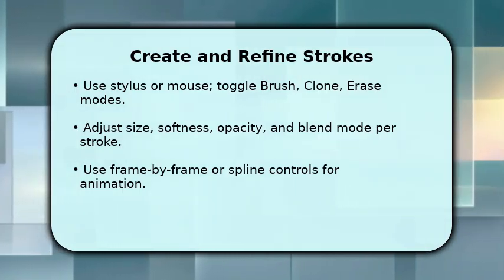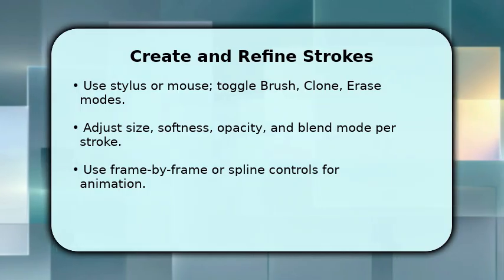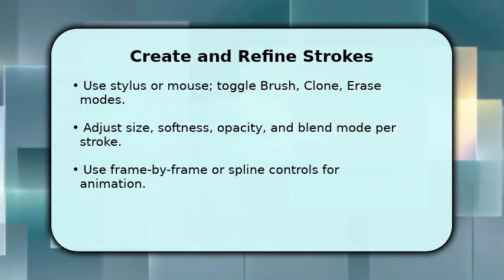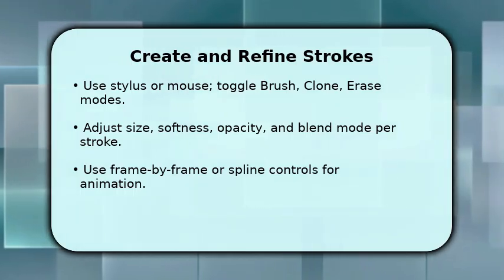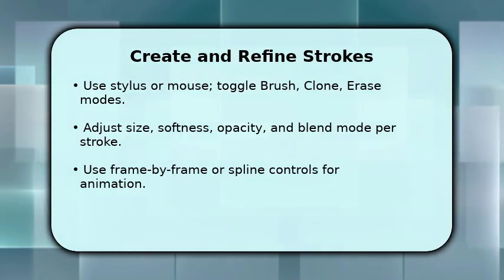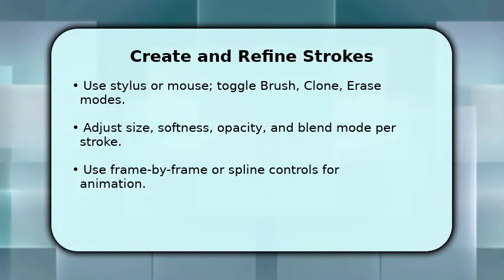If you need motion tracking or animated paint, switch to the spline editor and keyframe strokes or use frame-by-frame mode for precise fixes. Make sure to use multiple strokes and layers to separate fixes. That way, you can adjust individual elements.